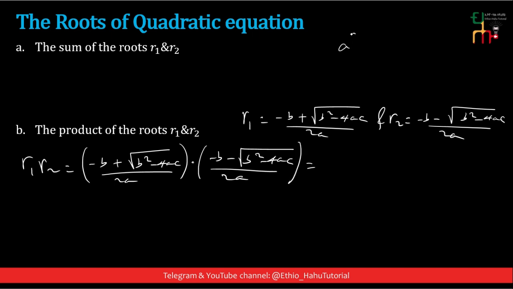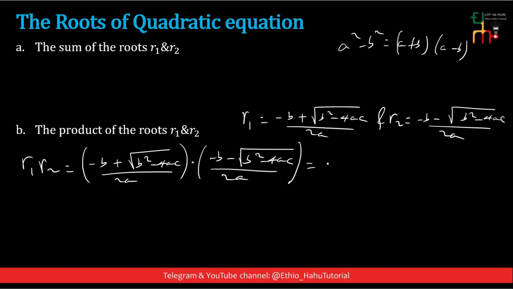We know a squared minus b squared is equal to a plus b into a minus b. Therefore, if we consider this as a and this as b, we have a plus b into a minus b, and that is known as the difference of two squares.